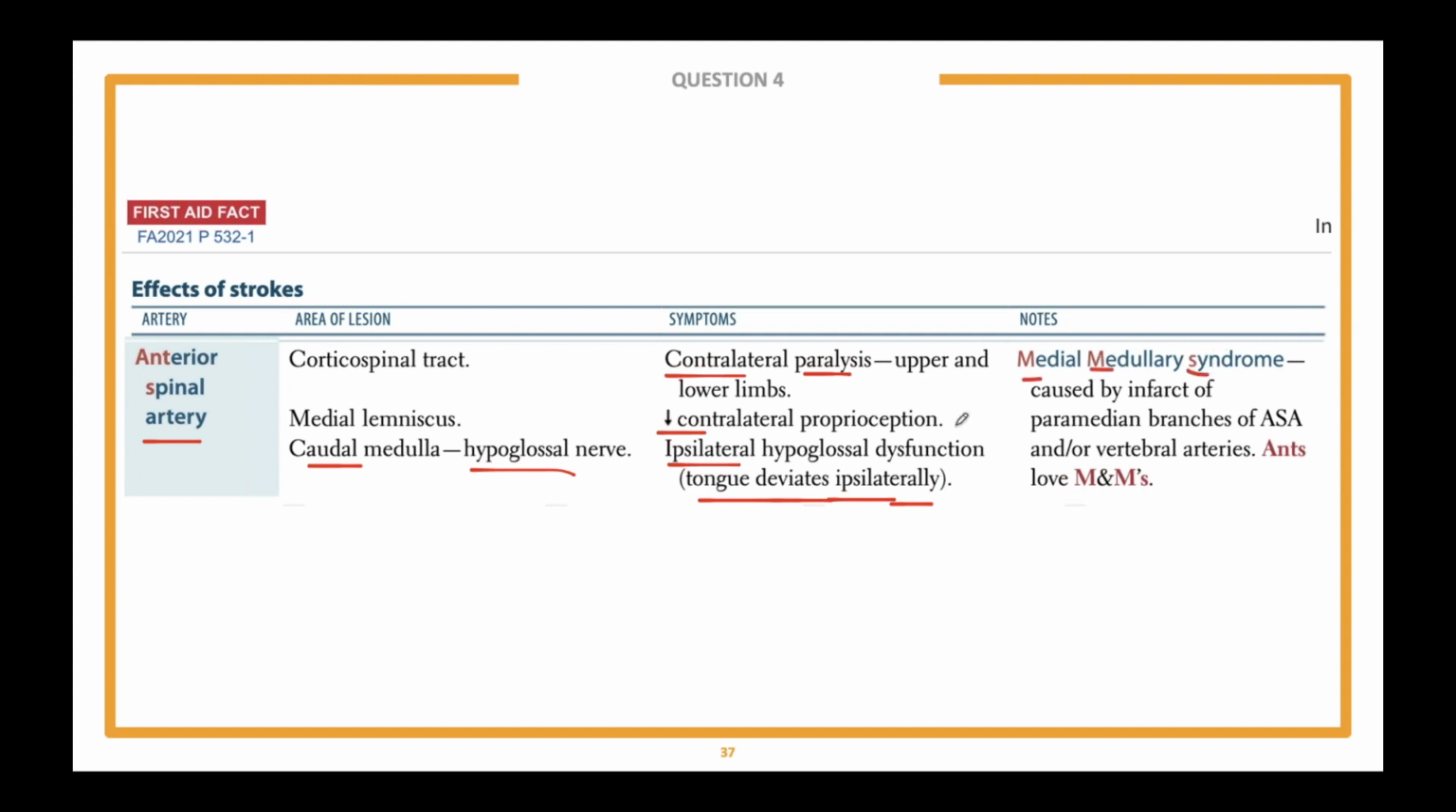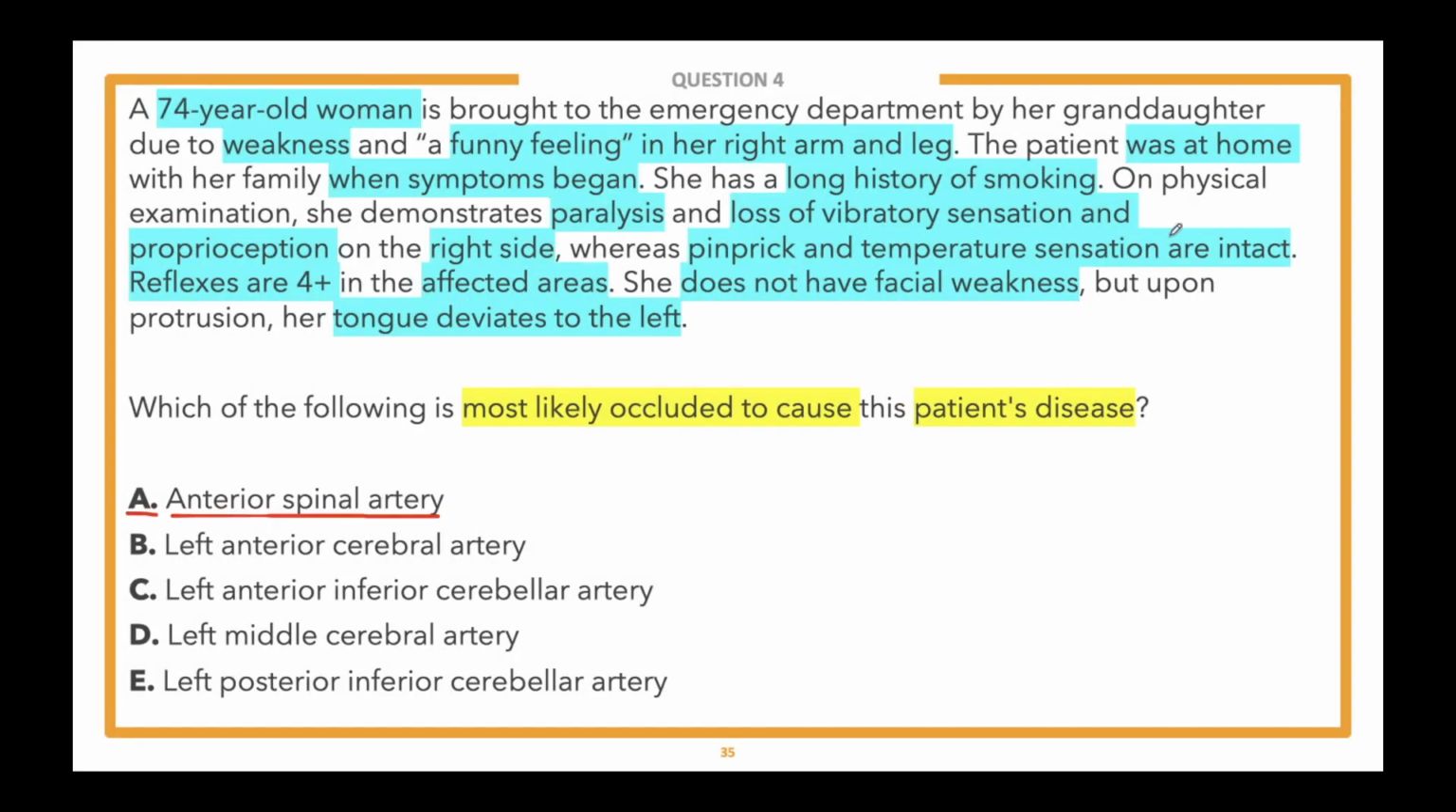So hopefully you guys picked up that this tongue issue is really what should point you into cranial nerve 12 or hypoglossal nerve, which is often affected in strokes involving the anterior spinal artery. But let's go back to our patient and the vignette and the answer choices, and just review some of the other ones because this is a very high yield topic.